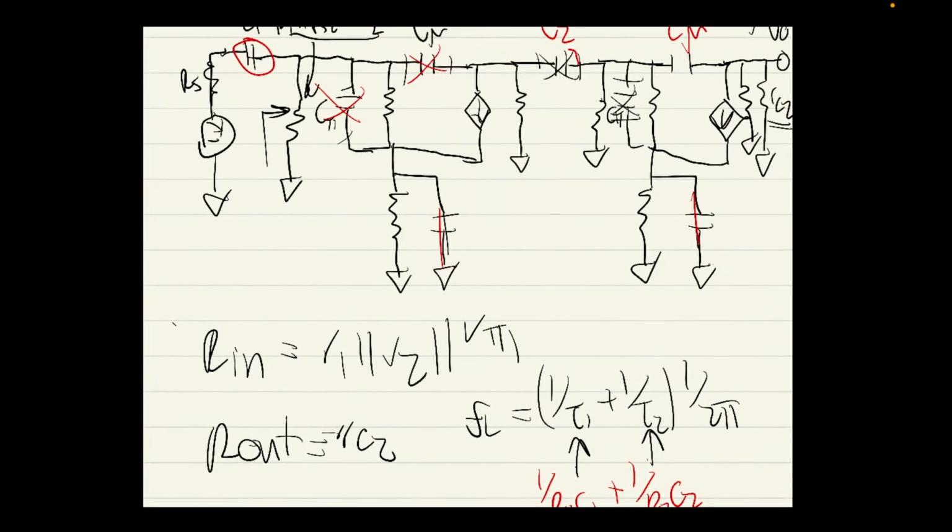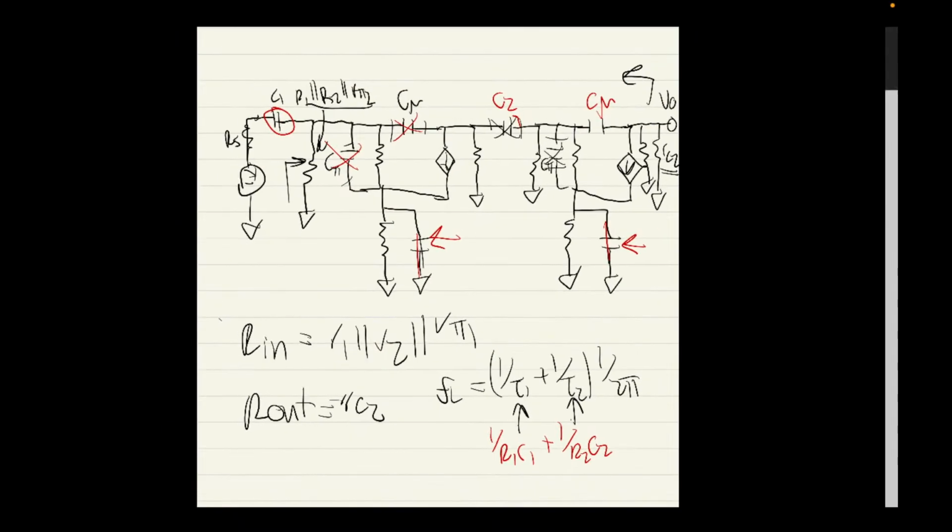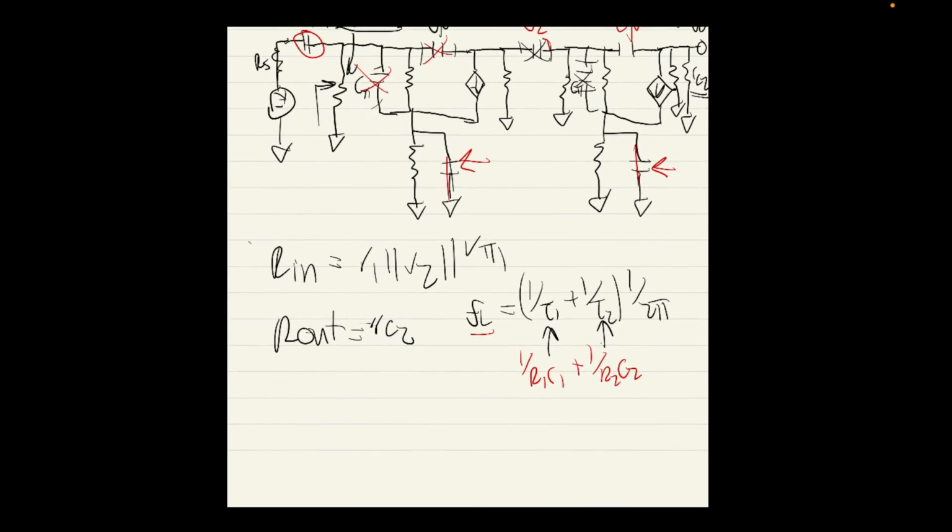So you just find 1 on RC1 plus 1 on R2C2. Now we wouldn't find these values because they've said that these poles don't matter. They're very low. Sorry, I'm rushing through this, but bear with me. So that's how you find FL. The actual answer that I computed was about 3.1 hertz. It's pretty low, but it works out with LTSpice, so it works.